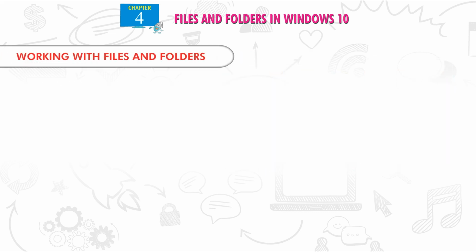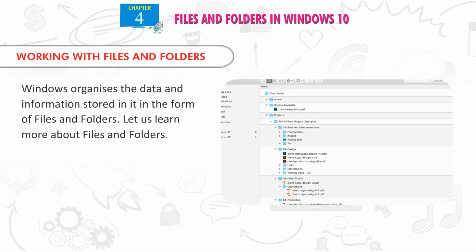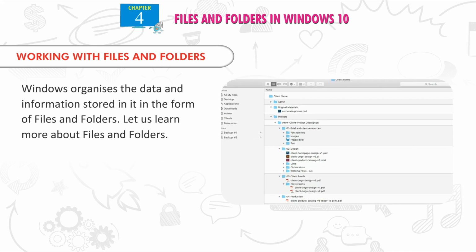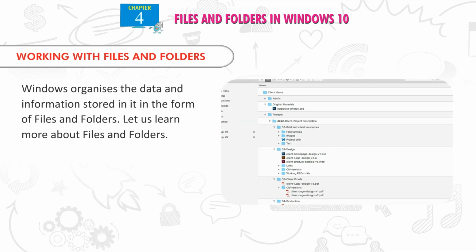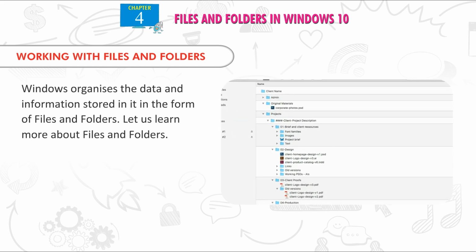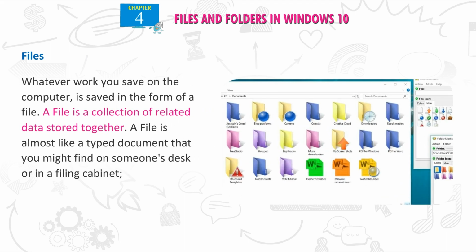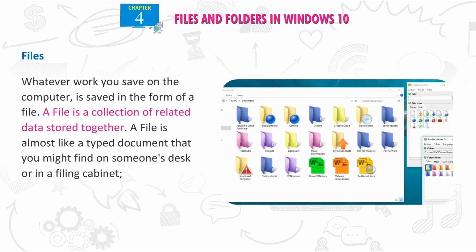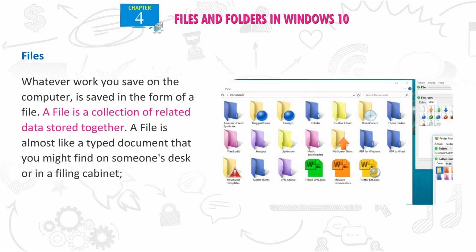Working with files and folders. Windows organizes the data and information stored in it in the form of files and folders. Let us learn more about files and folders. Files. Whatever work you save on the computer is saved in the form of a file. A file is a collection of related data stored together.